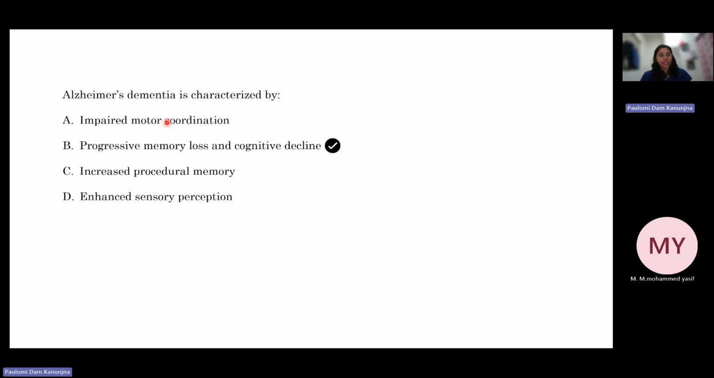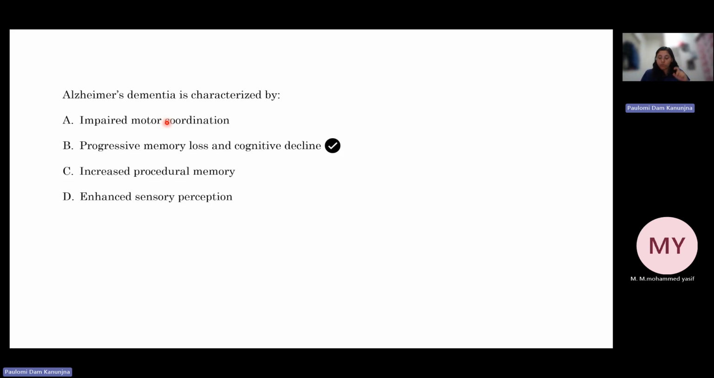Okay, let me tell you the answer, which is progressive memory loss and cognitive decline. As we know, Alzheimer's is a disease, dementia. Dementia, the term itself says memory loss, right? So your Alzheimer's dementia is basically when you have progressive memory loss. The entire process of acquiring short-term memory and associating that with long-term memory gets affected. Your short-term memory, which is the first step of acquiring memory, starts getting affected, so you don't have long-term memory. So there's progressive memory loss, and you have cognitive decline.